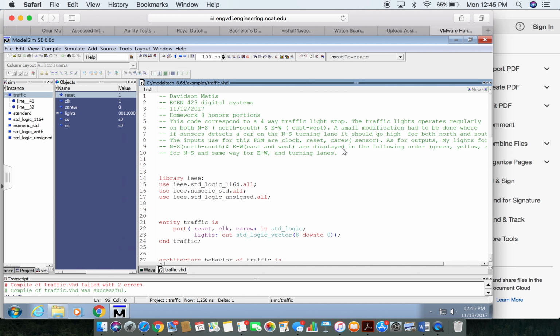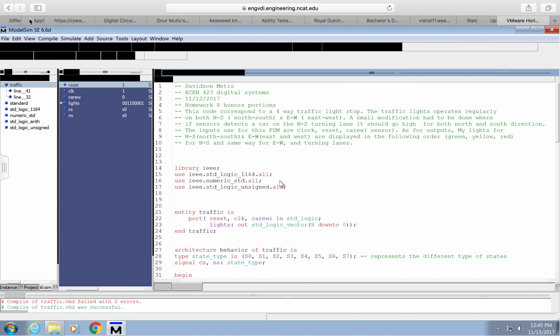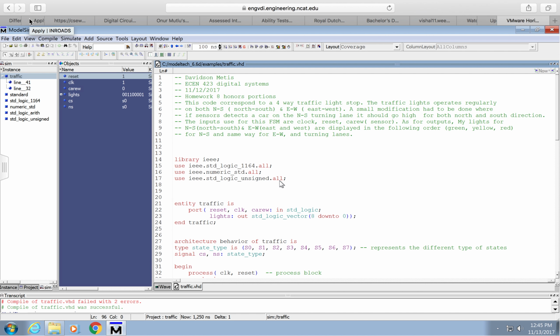As I mentioned, this is the fourth implementation that I had to do. It was just a small modification where I had to add a sensor for the turning lane if a car was present in the north and south direction. The inputs I use for this FSM are clock, reset, and car east and west, which is the sensor. My outputs for my lights are on 8 bits due to the fact that I have 3 possible outputs for each signal.